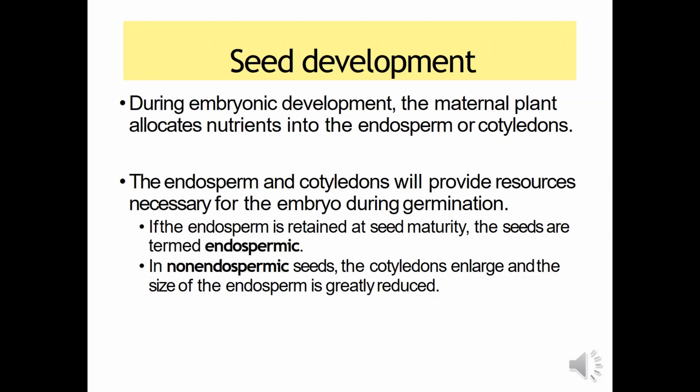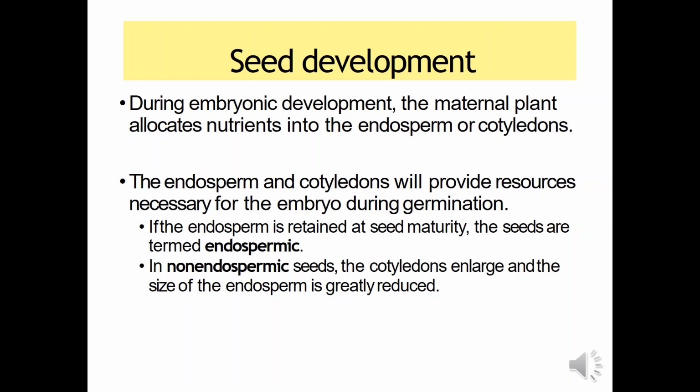Okay, so when fertilization has produced the embryo, the maternal plant will allocate the nutrient to the embryo, into the endosperm or cotyledon. So the endosperm and cotyledon are able to produce the nutrients or the resources that are necessary for the embryo to germinate.